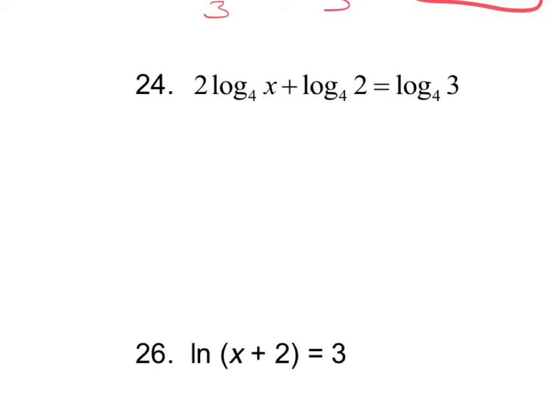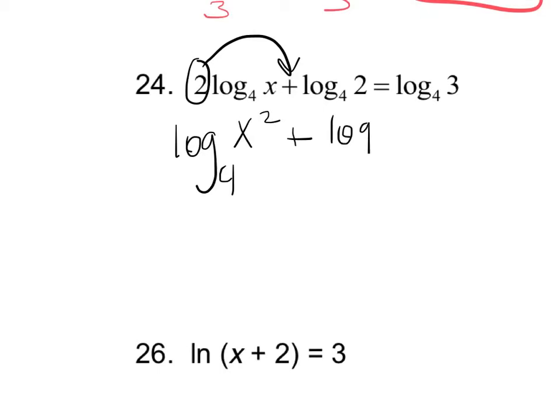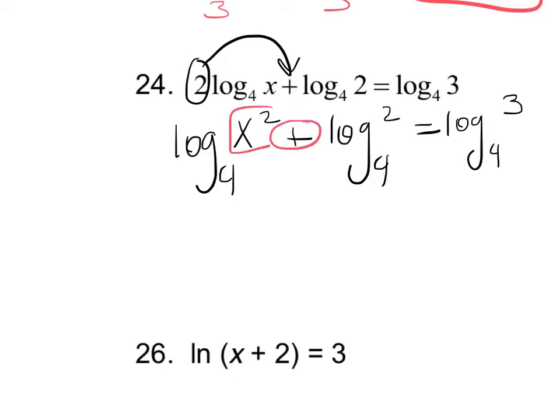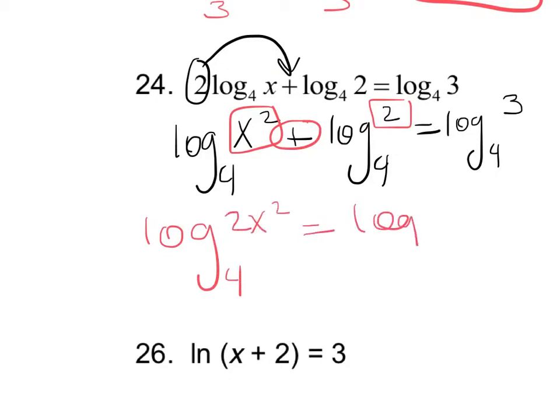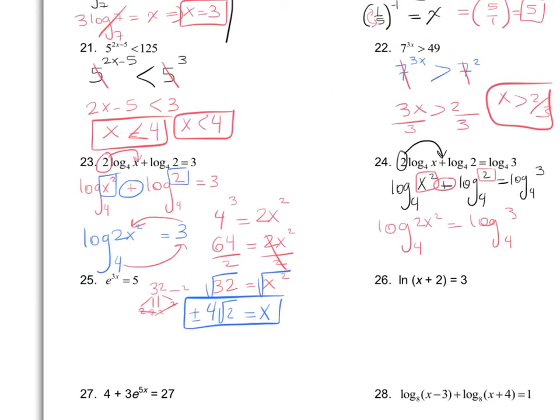So number 24, again, this will go up. So it's going to be log base 4 of x squared plus log base 4 of 2 equals log base 4 of 3. Now you have an addition, so you can multiply those. Now, as you can see, this is a little bit similar to the previous one. We're going to discuss more how it is different. So let me make this smaller and compare them so you can see the difference between them.